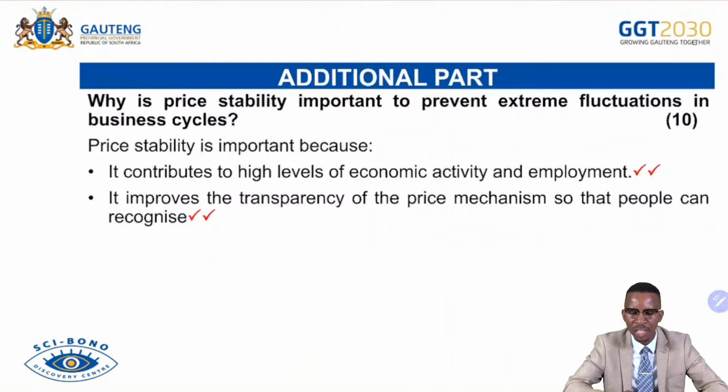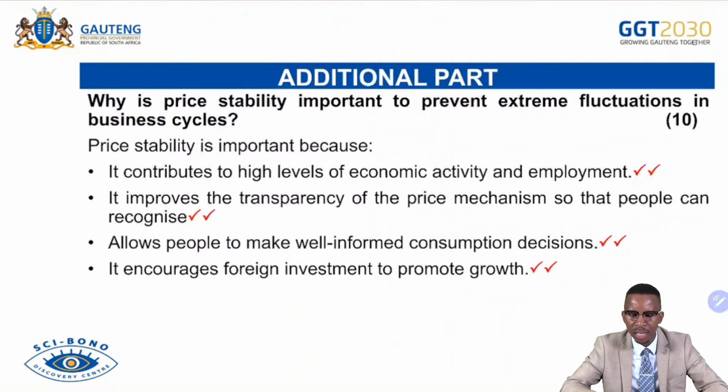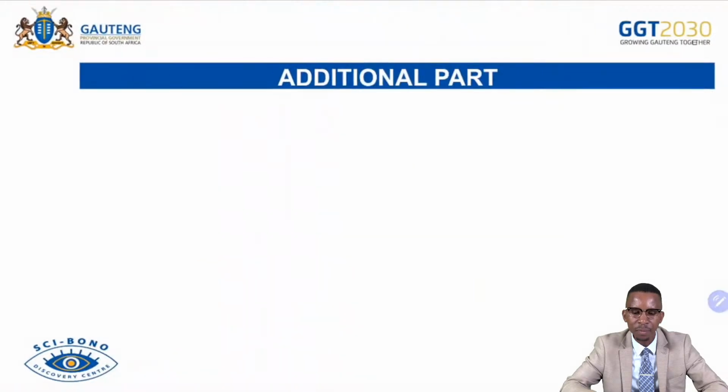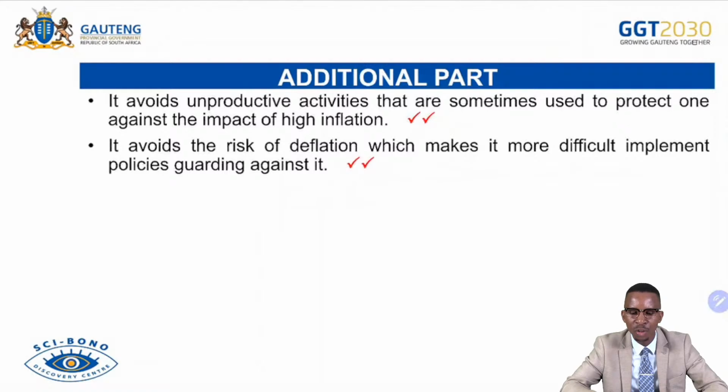It improves the transparency of the price mechanism so that people can recognize it. It allows people to make well-informed consumption decisions because prices are not always changing. It encourages foreign investment to promote growth. It helps to allocate resources more efficiently. We continue with the additional part. It avoids unproductive activities that are sometimes used to protect one against the impact of high inflation. It avoids the risk of deflation, which makes it more difficult to implement a policy guarding against it.